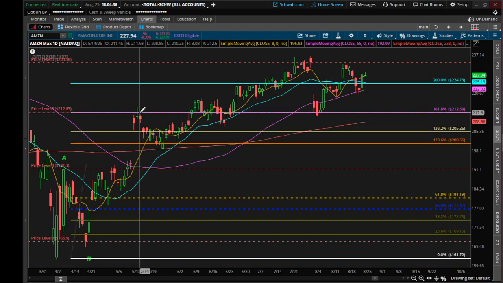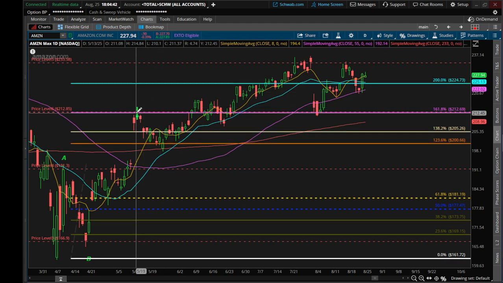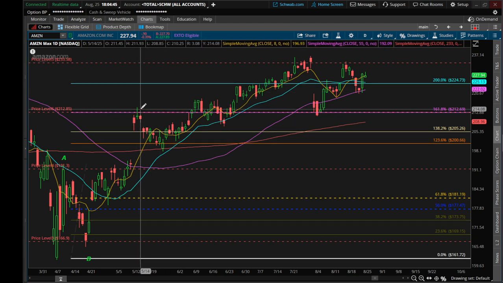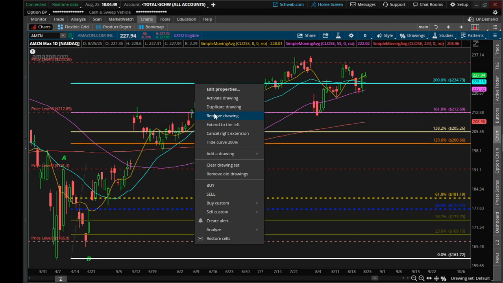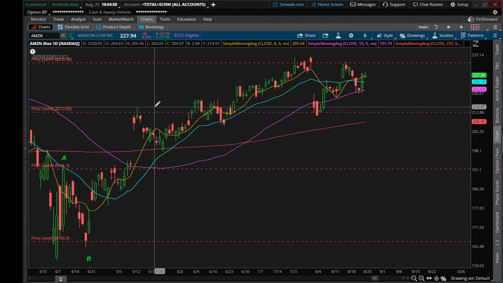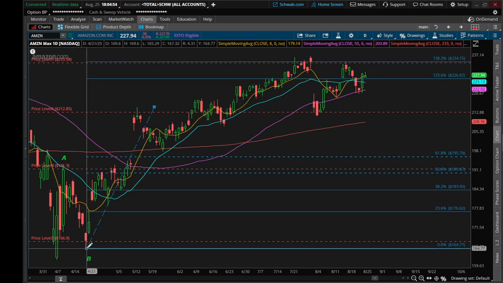Okay, so we have a 161 here on the May 14th correction. You can see that price rose above just a little bit. So now let's measure that first leg. We're not going to take it from April. We're going to take it from, well, not April 7th, but April 21st.